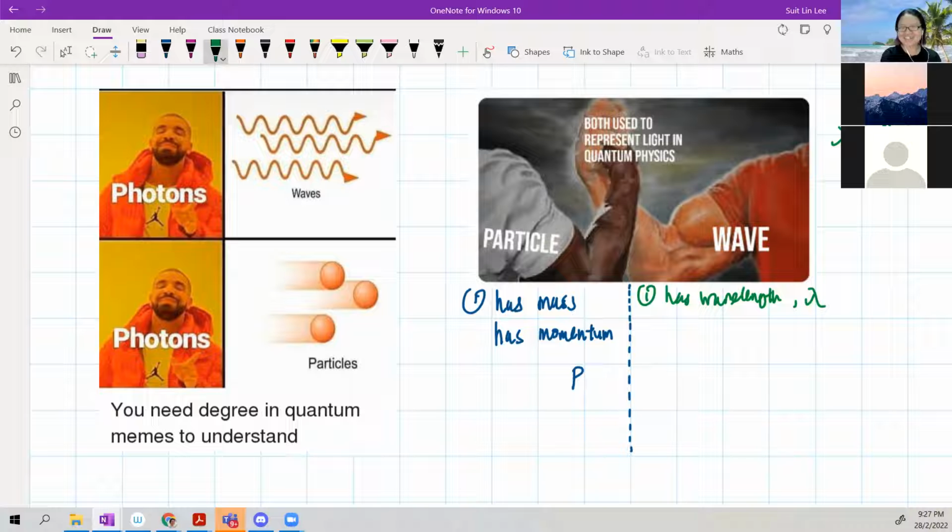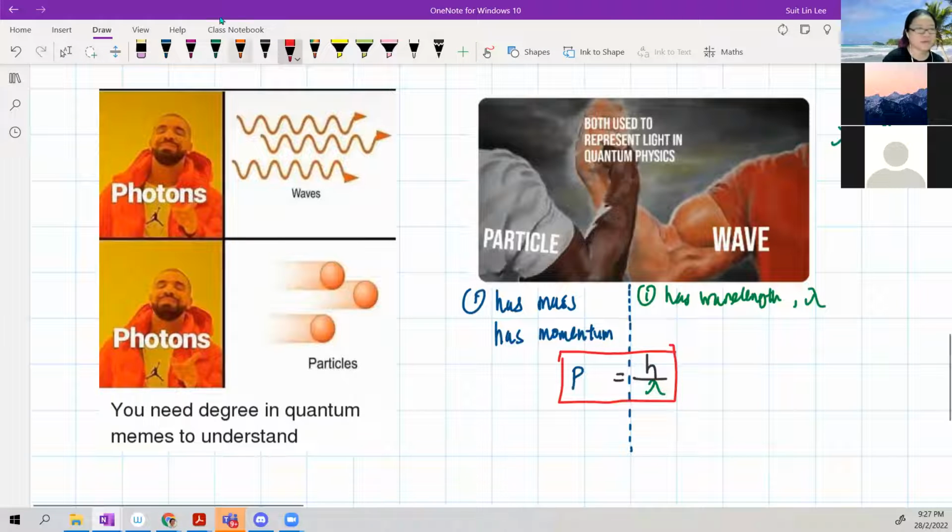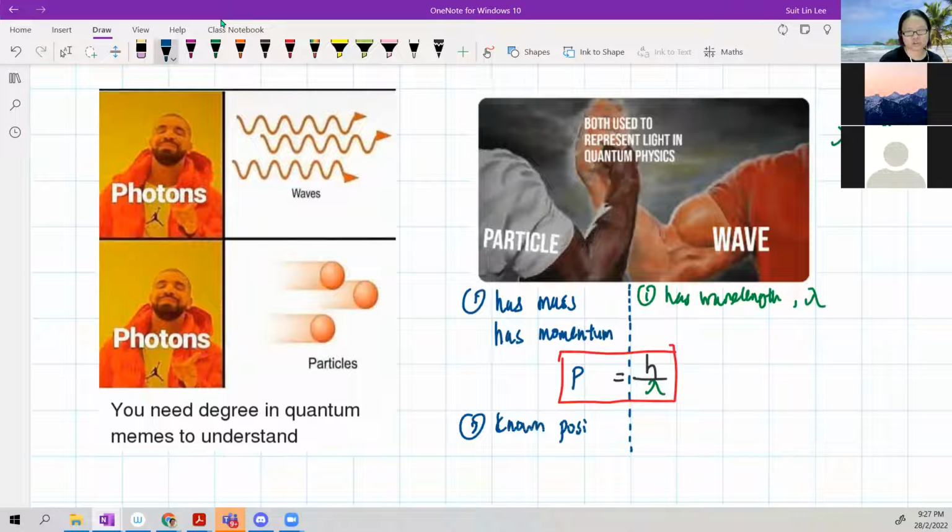Okay? So on here you have lambda equals a constant h over momentum. This was the equation that we're using. It bridges these two physical properties that used to be a clear divide. And the other thing about a particle is that you know where the particle is, a known position.